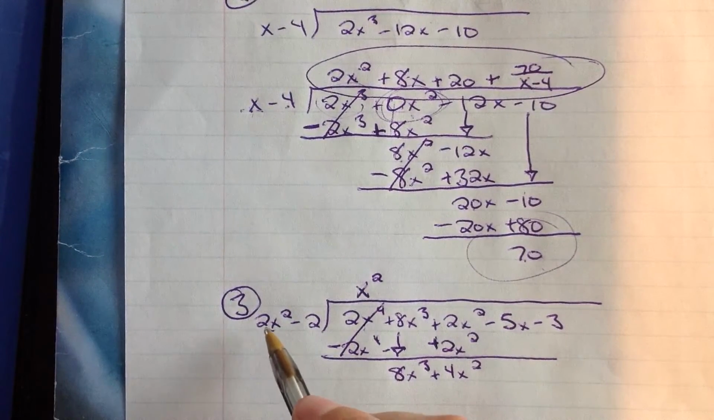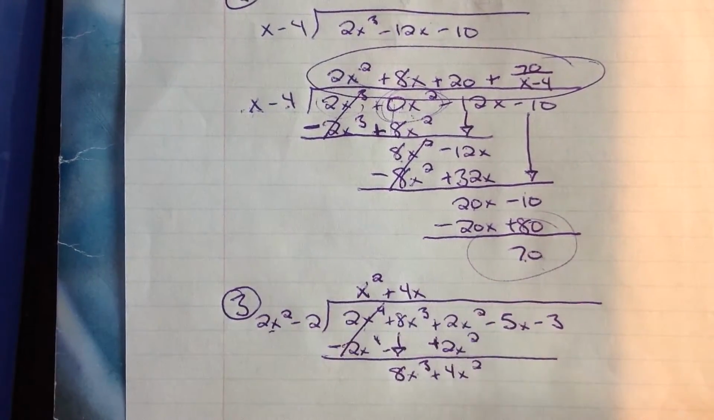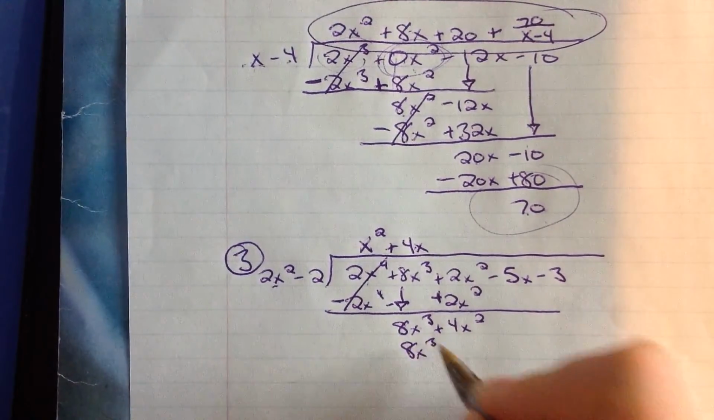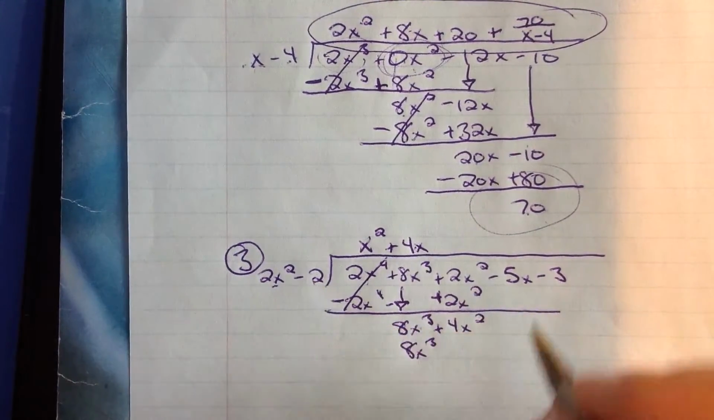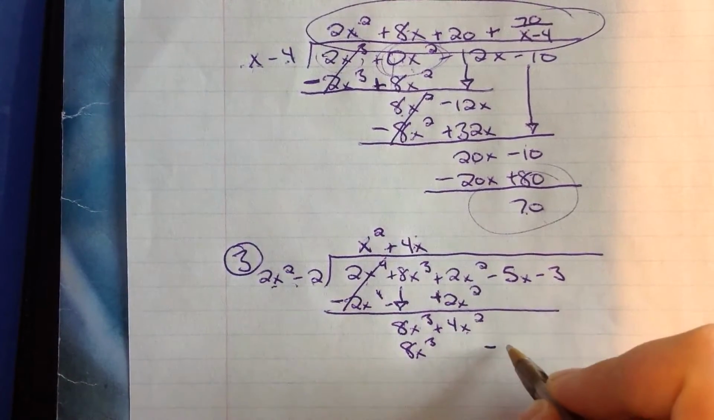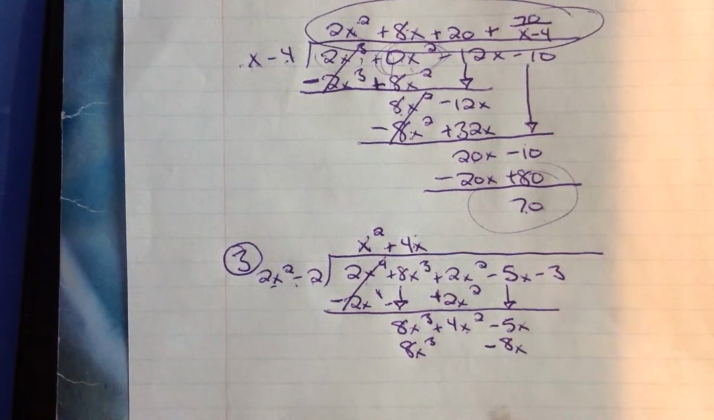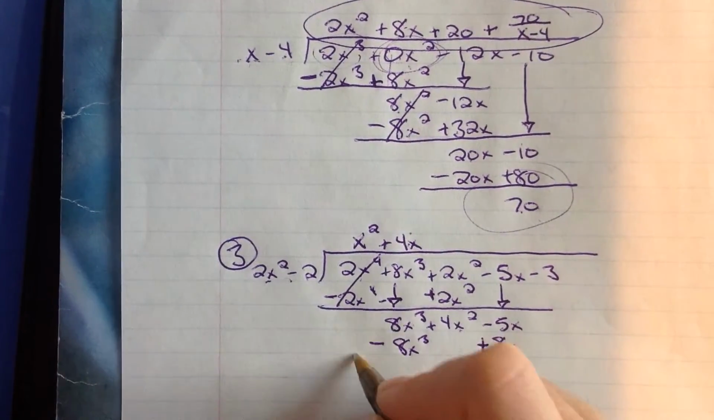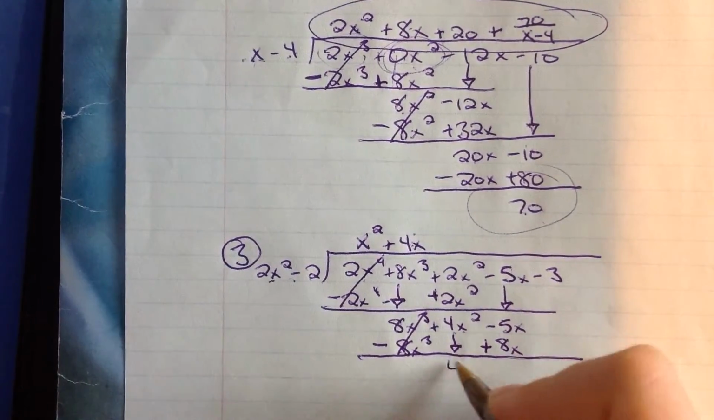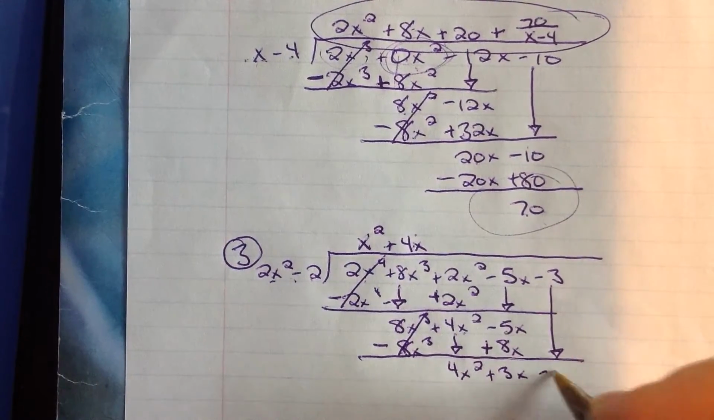What do I have to times 2x squared by to get 8x cubed? 4x. Multiplying through, I get 8x cubed minus 8x. So that goes with this column because it's not an x squared, it's an 8x. So minus 8x. So we're going to drop down this term. Subtract off the row. These cancel. 4x squared plus 3x minus 3.